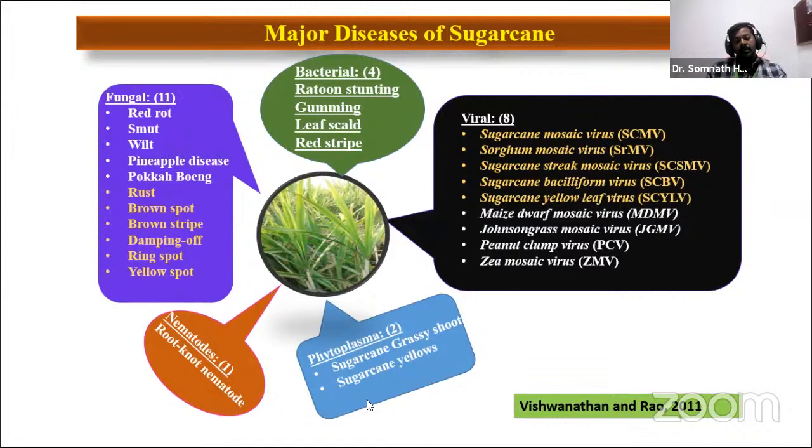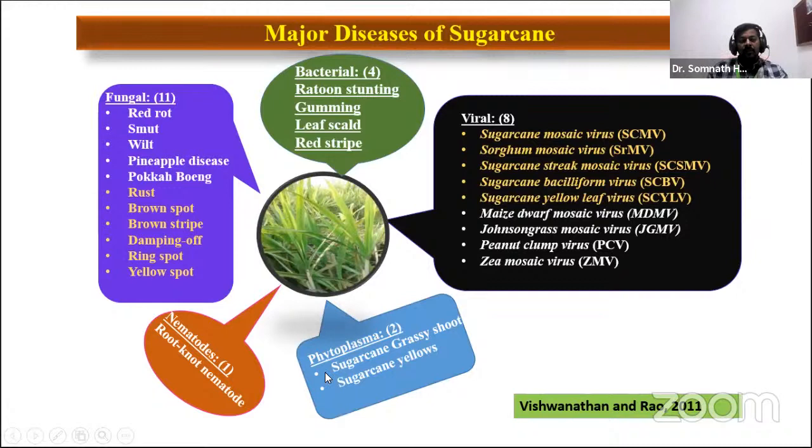Among the fungal diseases, red rot, smut, wilt, pineapple disease, and pokkah boeng are the major diseases of sugarcane. Whereas rust, brown spot, and brown stripe do not occur in almost all the states. These occur in temperate or tropical conditions, not under the subtropical conditions.